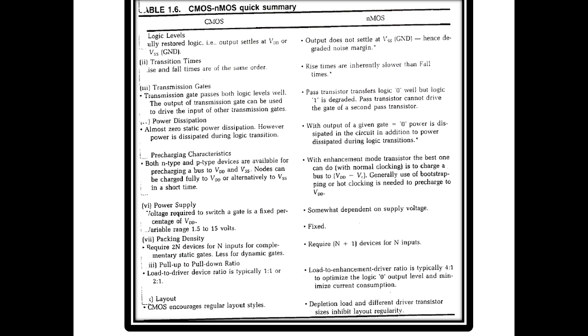Next, when coming to the pull-up and pull-down ratio, load to driver device ratio is typically 1:1 or 2:1. But here the load to enhancement driver ratio is typically 4:1 to optimize the logic 0 output level and minimize the current consumption. Next, coming to the layout, CMOS encourages regular layout styles, but here in NMOS, the depletion load and different driver transistor sizes inhibit layout regularity.